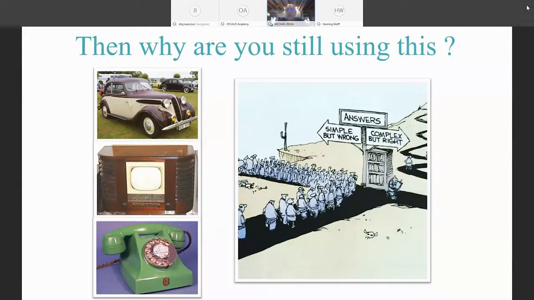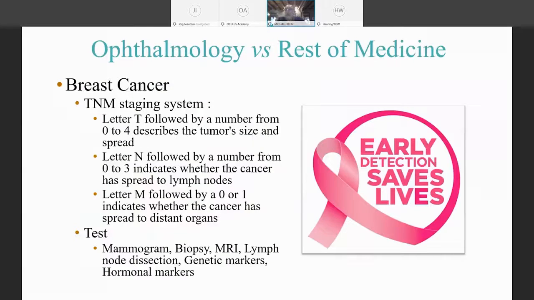And this is probably why. It's simple, but it's wrong. And you can see here on the little comic, most people will take the easy way out, even though it's not correct. If we look at the rest of medicine, this is a slide from a number of years ago.